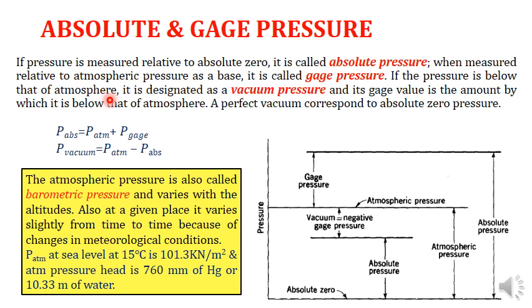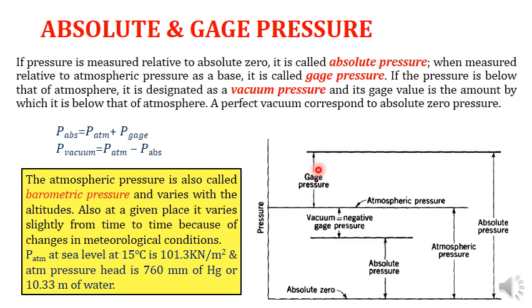If the pressure is below that of atmosphere, it is designated as a vacuum pressure. Now two cases are there. If the datum point or the reference point is absolute zero, then there is only one condition, and you get the absolute pressure. There is no other case. But for the second case, in which we consider the atmospheric pressure as a reference line, as a baseline, as a datum line, then we may have two cases.